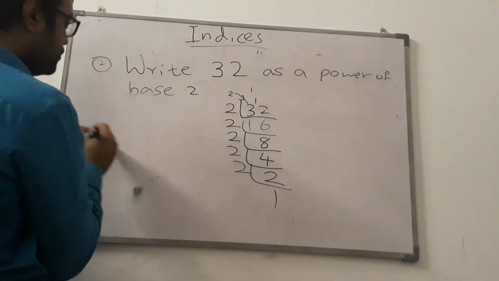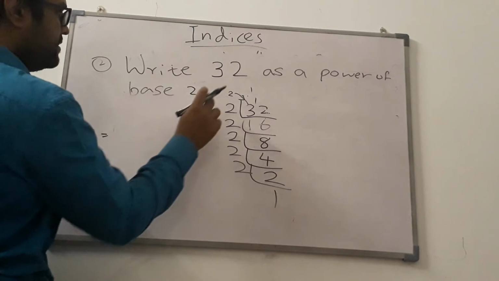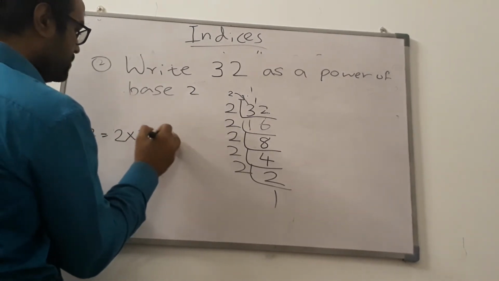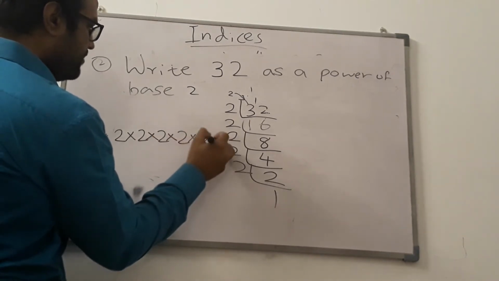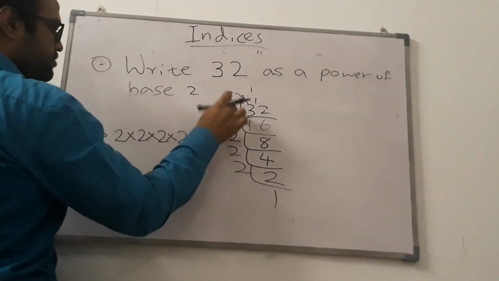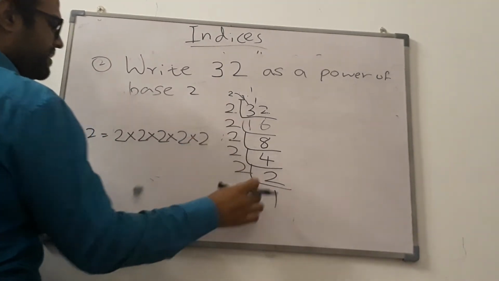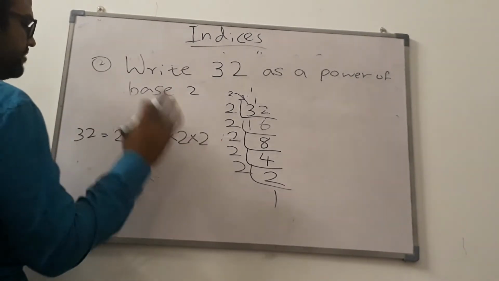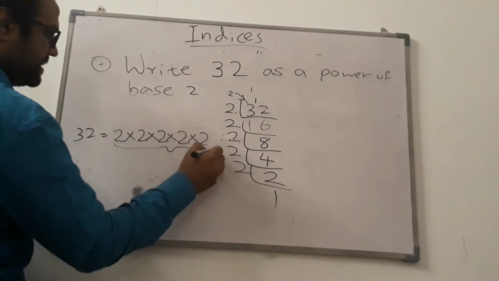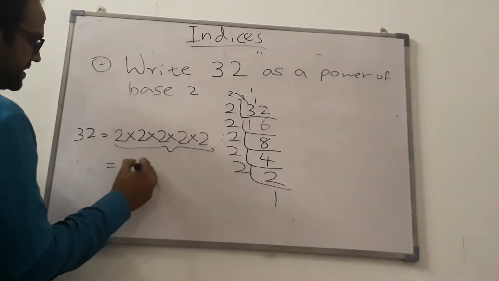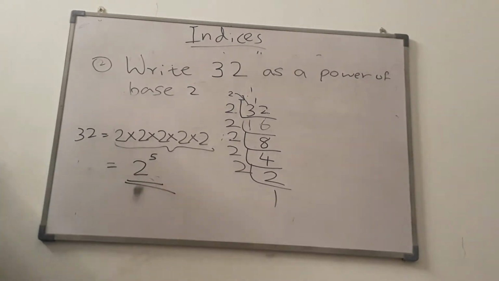Okay, so 32 can be written like 1, 2, 3, 4, 5, 5 2s, and a 1. No need of 1, I omit 1. Product means 2 times 2 times 2 times 2 times 2 times 1. If you multiply any number by 1, the number stays the same. So I omit 1. So how many 2's are there in the product? There are 5 2's multiplied with each other. So the answer is 2 to the power 5.